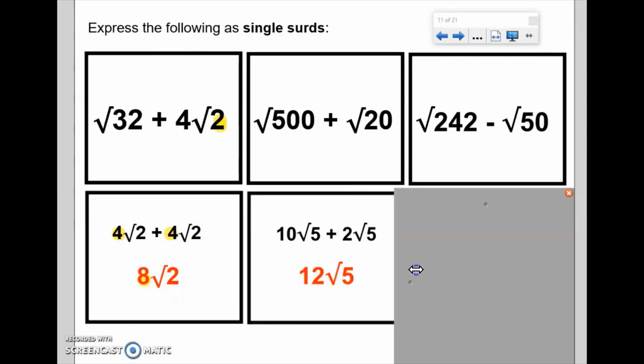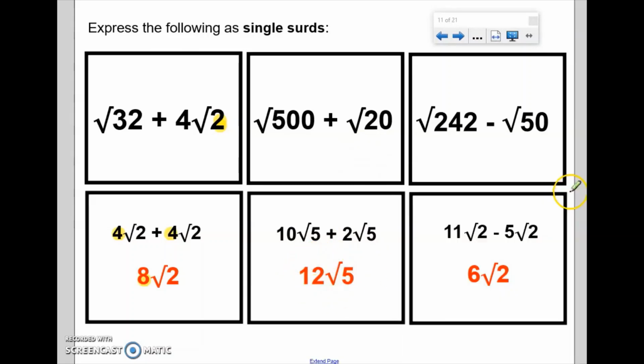For the second question, we'd need to simplify both the surds, simplifying root 500, splitting it into root 100 and root 5, which would simplify down here, and root 20 would simplify, split into root 4 times root 5, which is simplified down here. Then we can go ahead and add them together.